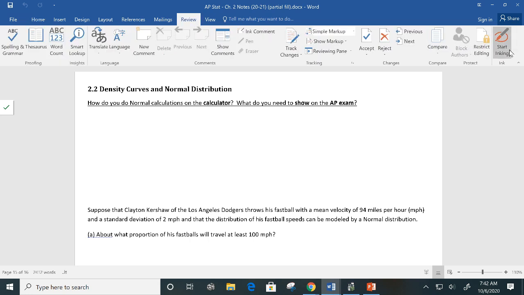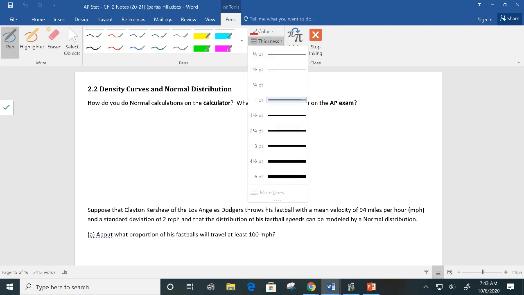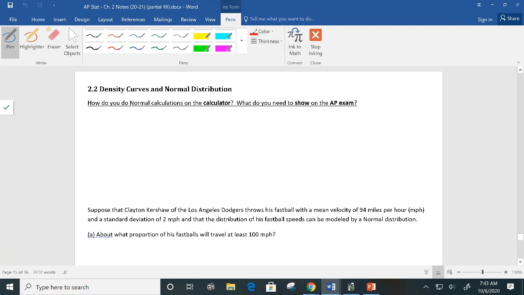We're going to continue with chapter 2 and actually finish it off today. We're going to be doing normal probability calculations, or using the normal distribution, but this time we're going to be using the calculator to do all our work for us. So previously we were doing it by hand, which is important for you to know, but you can always use the calculator on the AP exam, and I'll give you some tips to make sure that you do when you're using the calculator.